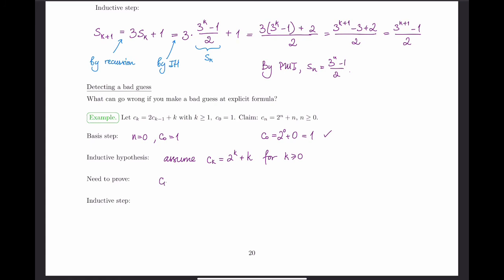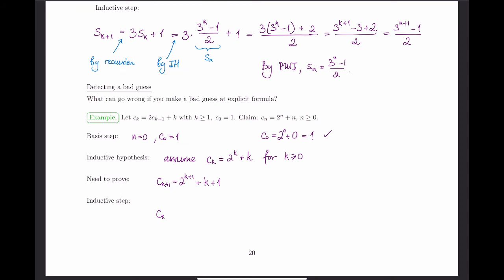And I need to prove that this is the same for k plus 1. So I will be replacing all the occurrences of k with k plus 1. Okay? So here's what I have here. This is what I need to prove. And again, because I have a left-hand side and the right-hand side here, I'm simply going to start with the left-hand side and try to follow the exact same pattern as before.